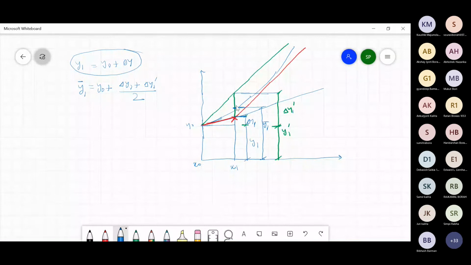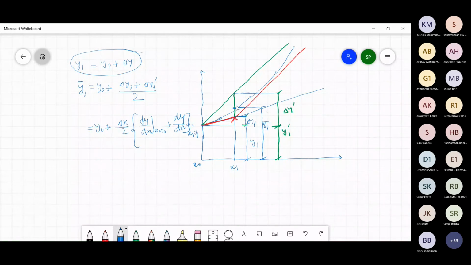Horizontal y. So in this way, error has been reduced. Further, we can write this equation as: y1 = y0 + (delta x by 2) [dy by dx at x0 y0 plus dy by dx at x1 y1].